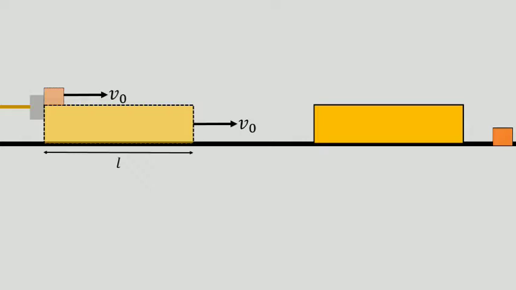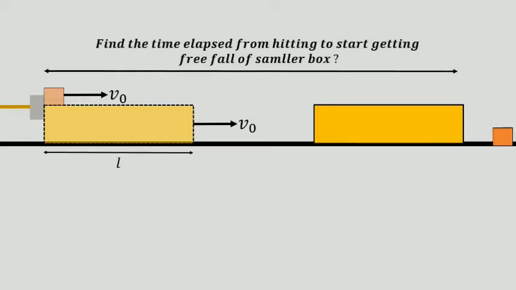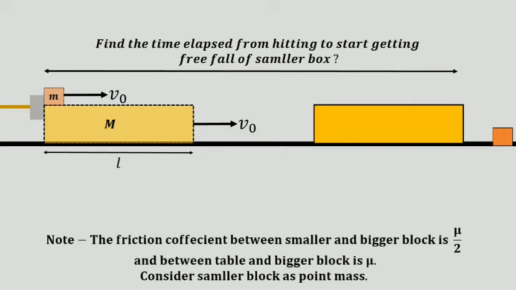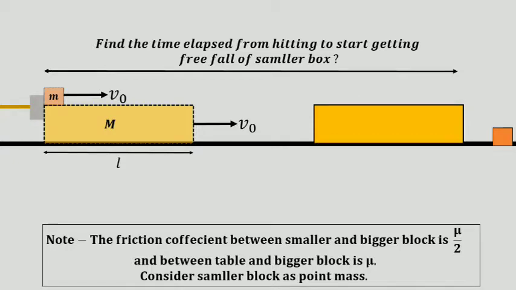So we need to find the time elapsed from hitting to the start of free fall of the smaller block, and let the mass of the smaller block be small m and the mass of the bigger block be capital M. Note that the friction coefficient between the smaller and bigger block is mu by 2 and between the table and the bigger block is mu, and consider the smaller block as a point mass. So please give your trial to this question and keep watching for the solution.